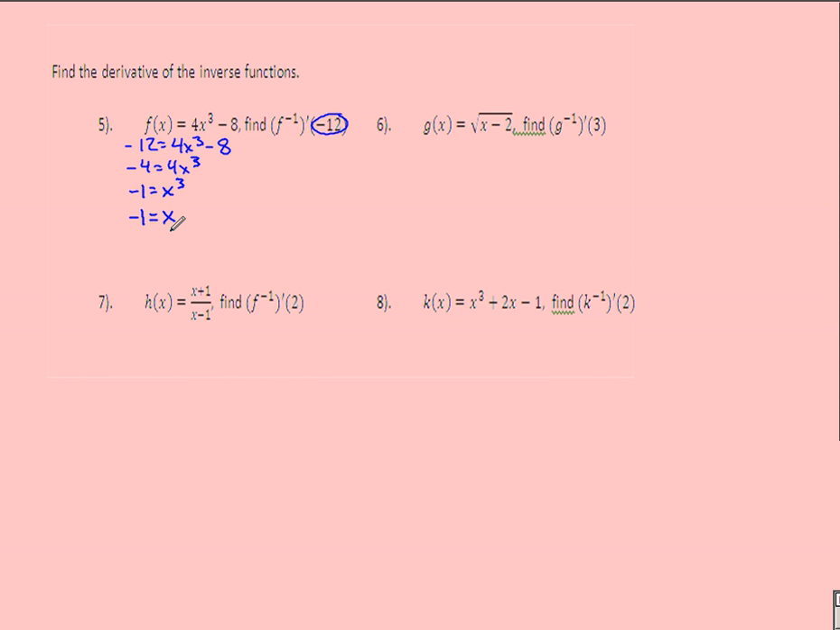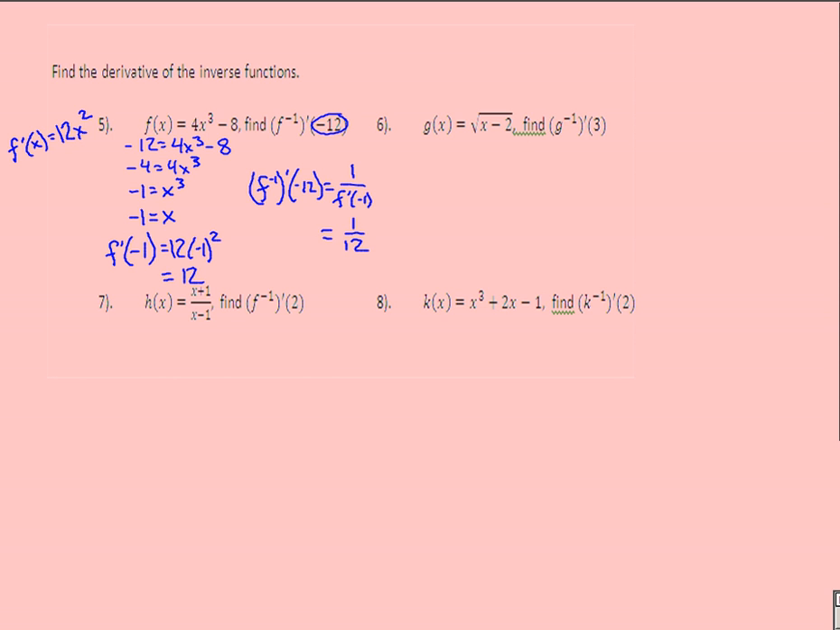What I also need to do, though, is find the derivative of my original function. The derivative of that function is 12x squared. What I want to do from there is find f prime of that number I just found for x, of negative 1. Well, if I plug in negative 1, that's 12 times negative 1 squared, which is just positive 12. Now, the key here is that f inverse prime of negative 12 will be equal to 1 over f prime of this number I just found, of negative 1. So that is just 1 over 12. That is my answer for that.